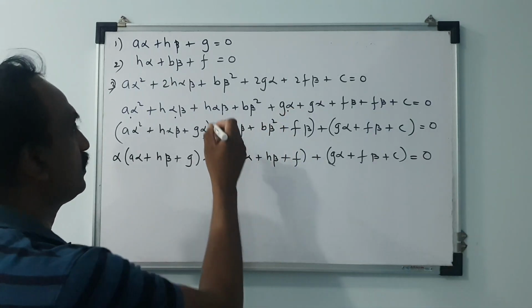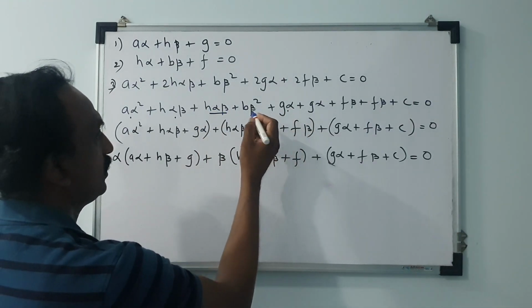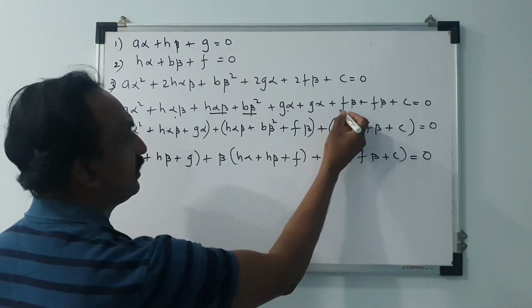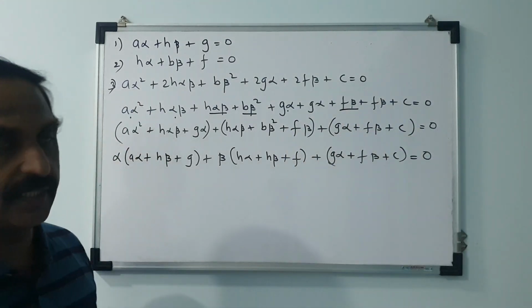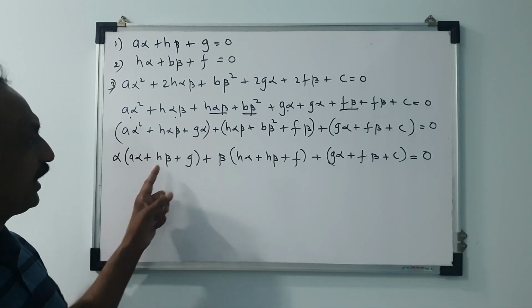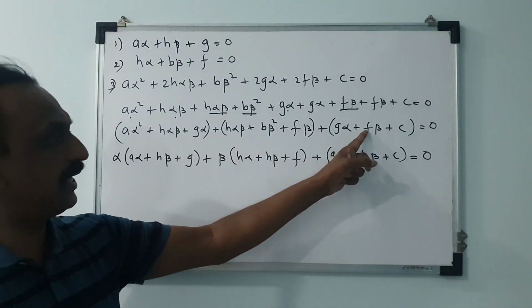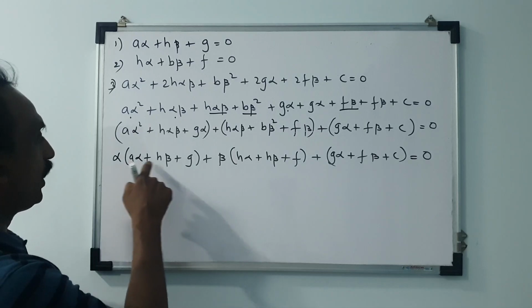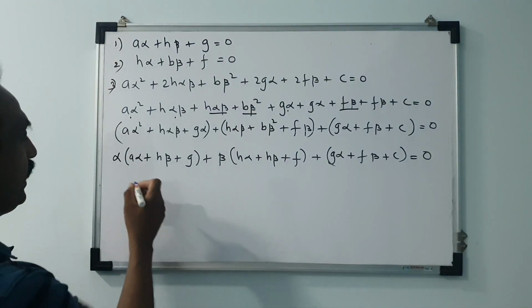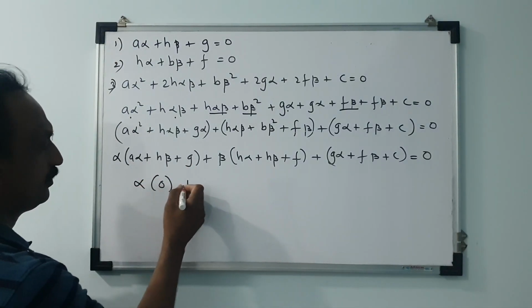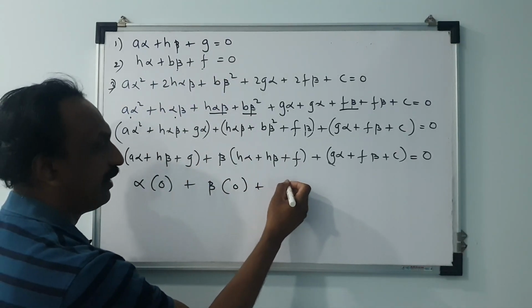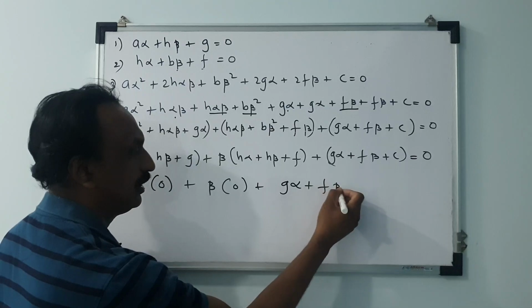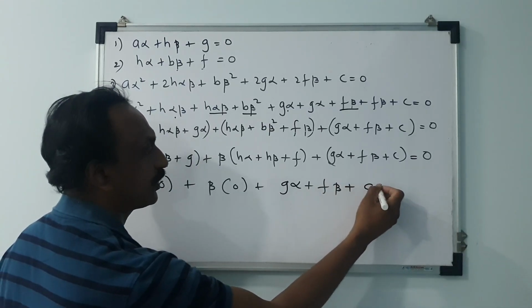And remaining terms, that means this, and this. Now only three terms are remaining. These three terms are written here. Alpha is common here, beta is common here, and the last three terms. Already we have seen from equation 1 that this is 0. From equation 2, this is 0. So we are left with only one condition, plus c equal to 0.